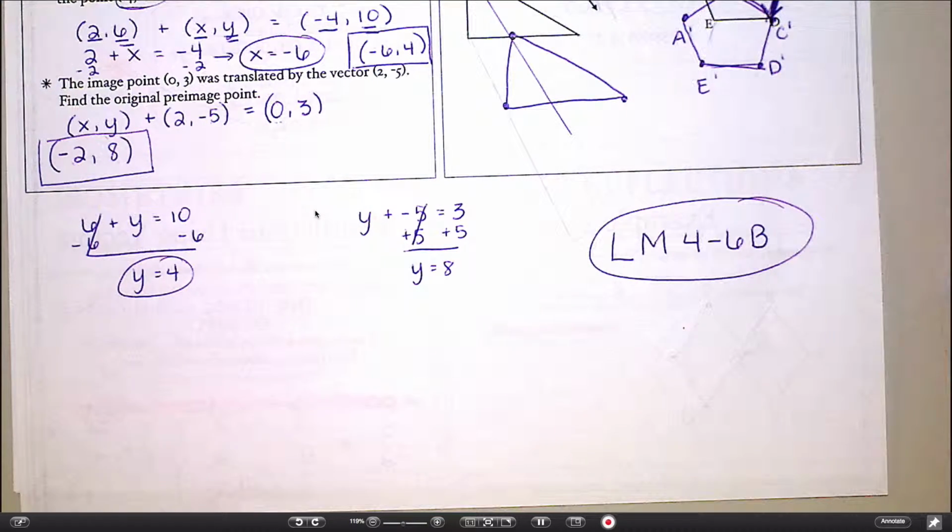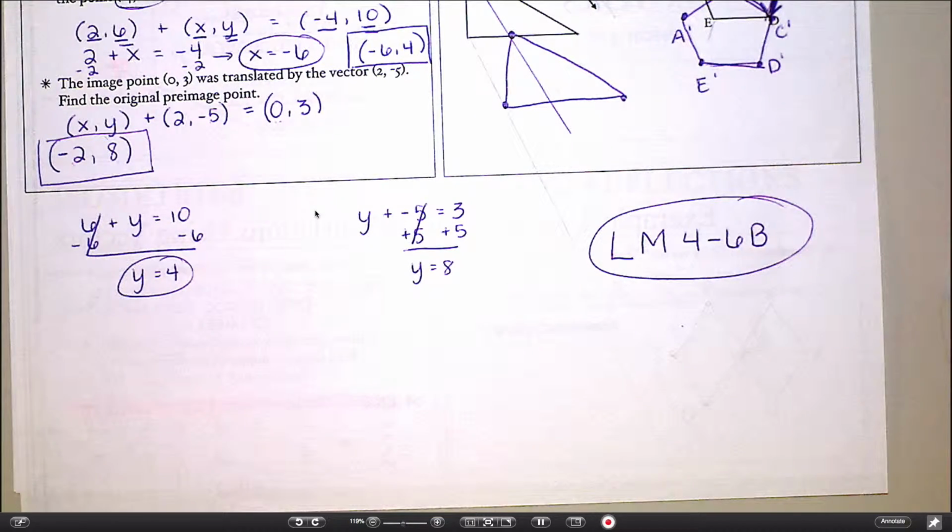Okay, so I hope you guys have a great weekend. Please try to get this done before you leave class today. Rulers are up on the front table.